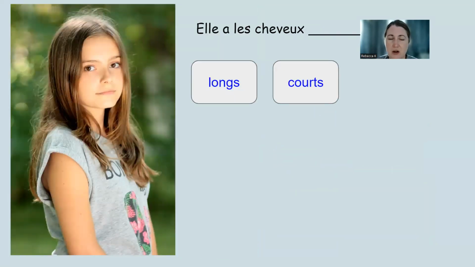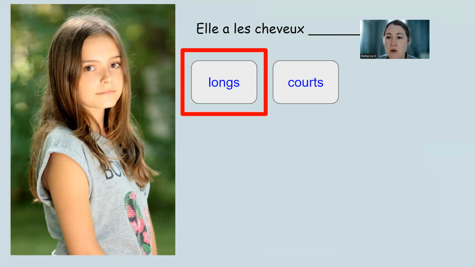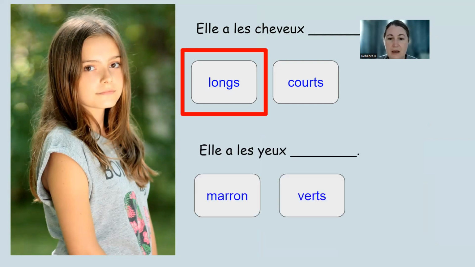Okay, let's look at this girl. How is her hair? Elle a les cheveux longs ou courts? Does she have long or short hair? Long. Elle a les cheveux longs. Elle a les yeux marrons ou verts. How are her eyes? She has brown eyes. Elle a les yeux marrons.